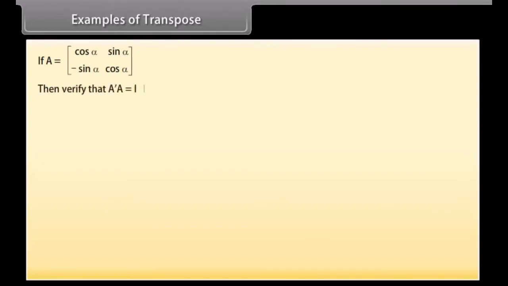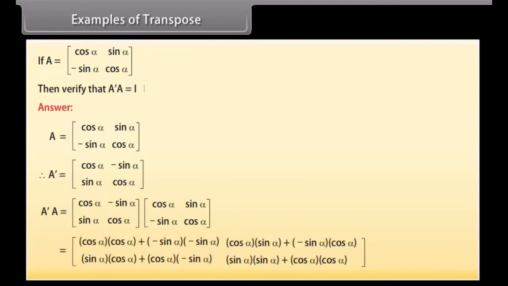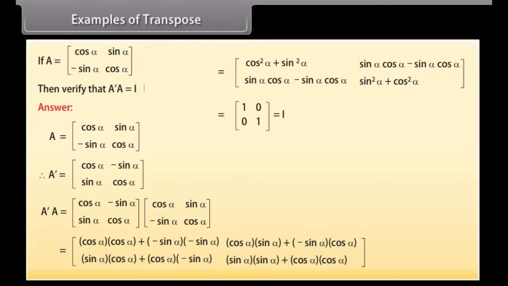Examples of transpose. If A is given, then verify that transpose of matrix A into matrix A is identity matrix. A is given. Therefore, its transpose A dash is matrix row-wise, first row cos alpha minus sin alpha, second row sin alpha cos alpha. Multiplying A transpose and solving, we get A transpose A is equal to identity matrix, hence verified.